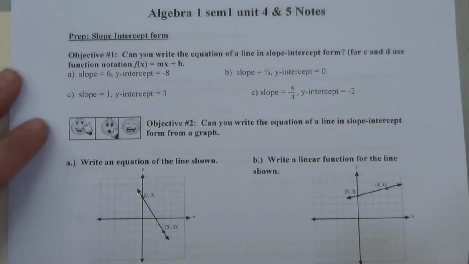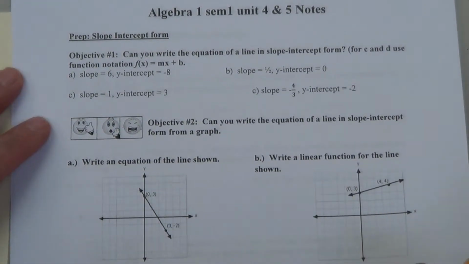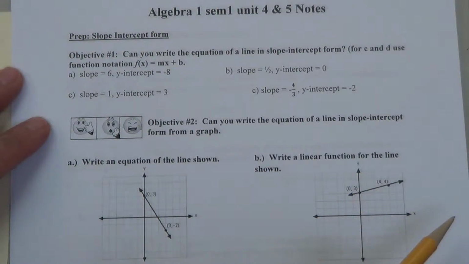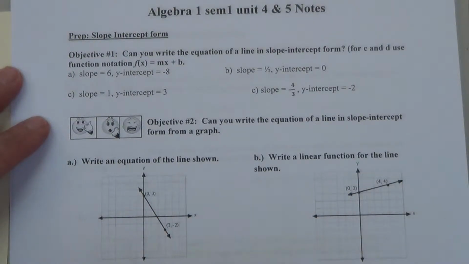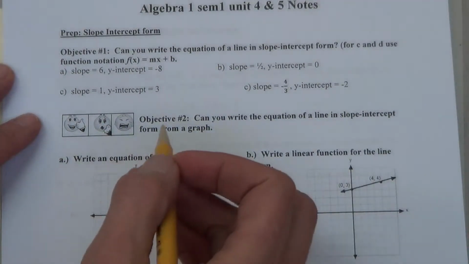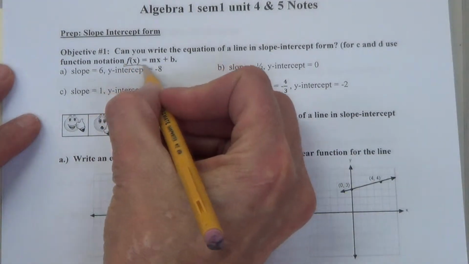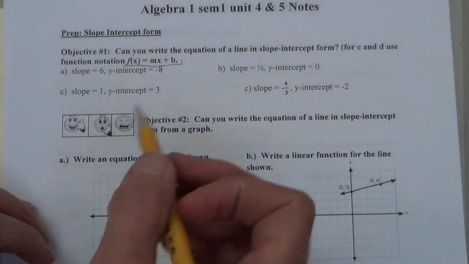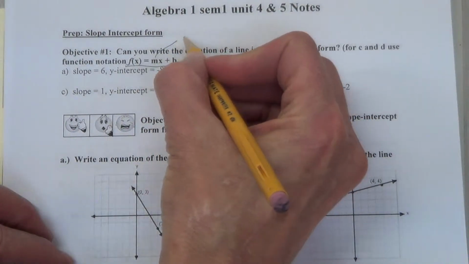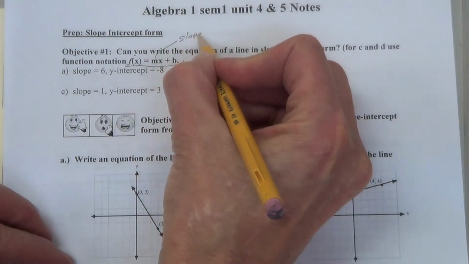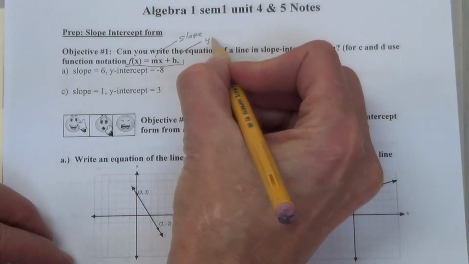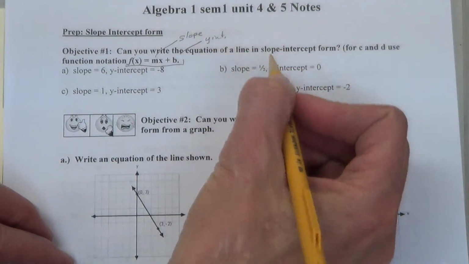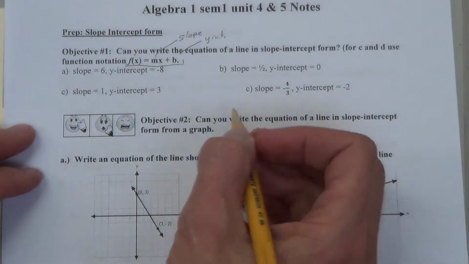This is page 2 of the notes, backside of the front page. Objective 1, can you write the equation of a line in slope-intercept form? And slope-intercept form is given right here. It is f of x equals mx plus b. The m stands for slope, and the b is your y-intercept. So go ahead and write those on your page.